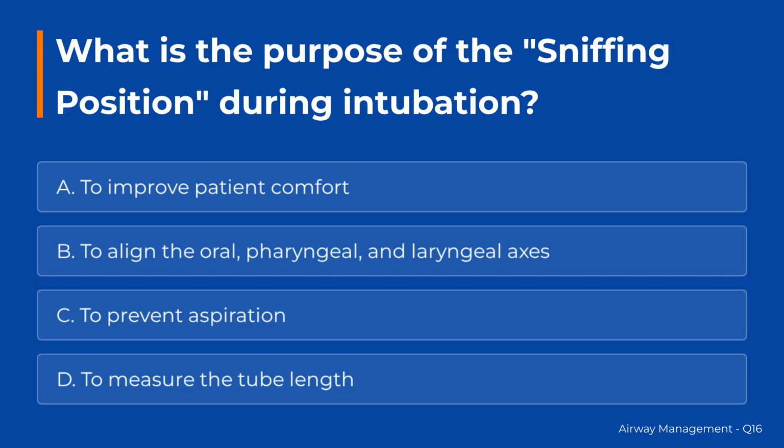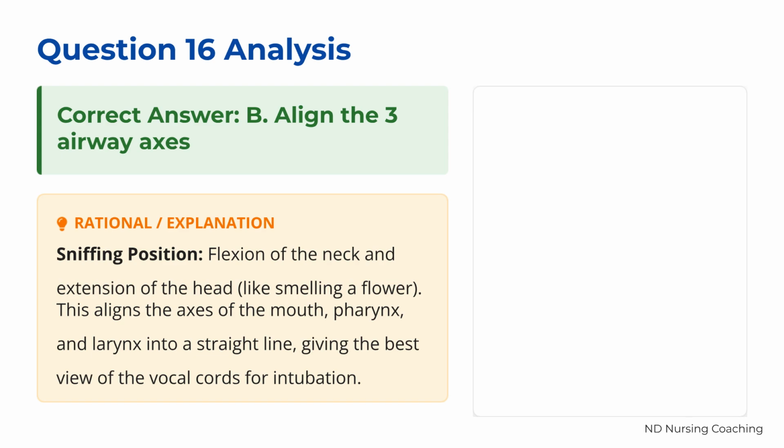Question 16. What is the purpose of the sniffing position during intubation? The correct answer is B, to align the 3 airway axes. The sniffing position, which involves neck flexion and head extension, aligns the axes of the mouth, pharynx, and larynx, providing the best view of the vocal cords.